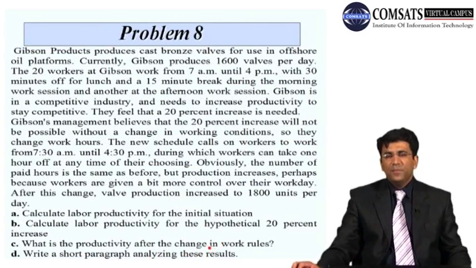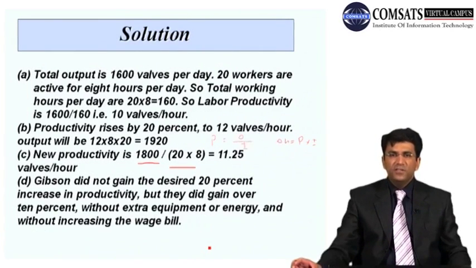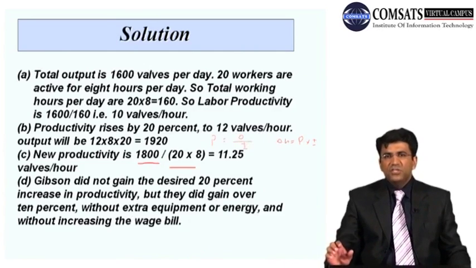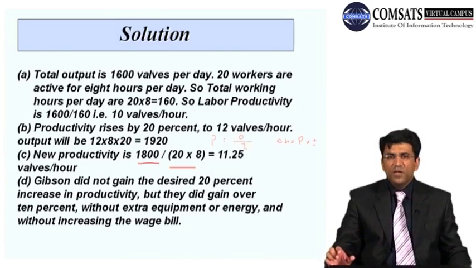Now again students, what happened in this particular case? Sometimes by doing nothing we can achieve everything in our organizations. The management just changed the rules by giving more autonomy and freedom to their workers so that they can take breaks of their own choice. Their motivation level increased and they produced more. So without the investment of anything, the management is now able to increase the productivity. And what is the new level of productivity? That is 11.25, which was initially 10 valves per hour.